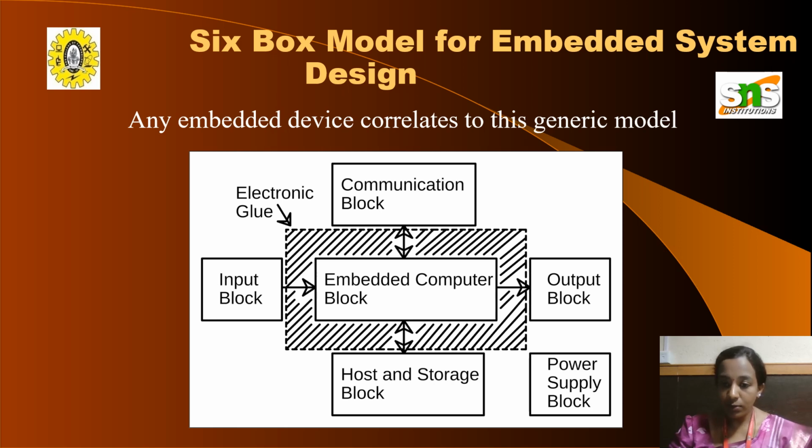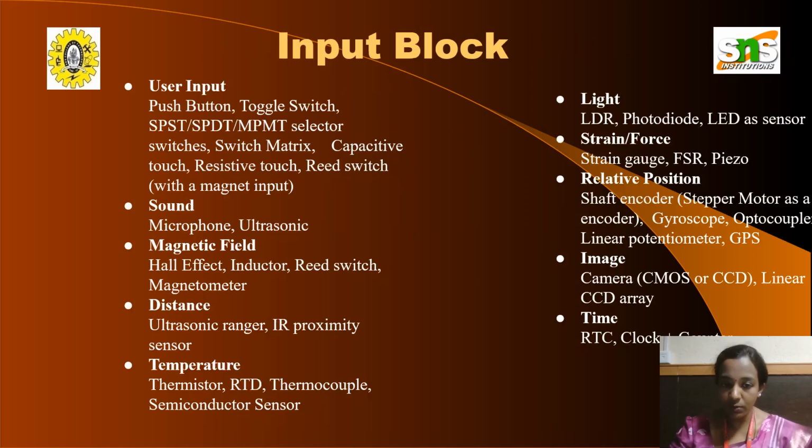We have the input block, output block, and power supply block to provide power for the system, and the communication block is also there. For memory storage, the host and storage block is available. In the input block, we have user input, sound, magnetic field, distance, and temperature, and maybe sensors like LDR sensor, photodiode, and LEDs can be connected. Relative position, images, and time signals can also be provided as input.